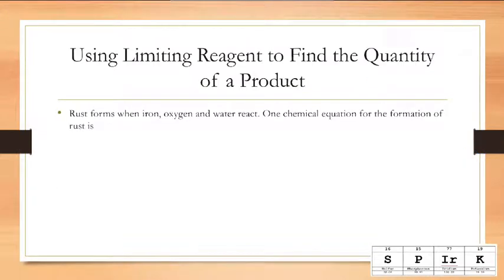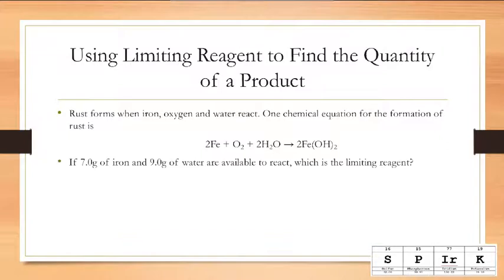So let's try one more. So rust forms when iron, oxygen, and water react. And one chemical equation for the formation of rust is 2Fe plus O2 plus H2O yields 2Fe(OH)2. So here we have 7 grams of iron to start and 9 grams of water. And it just says, what is the limiting reactant? So it's not asking us to go to grams of the product or to the moles of the product. So we can just take a shortcut, and let's just go to the moles.